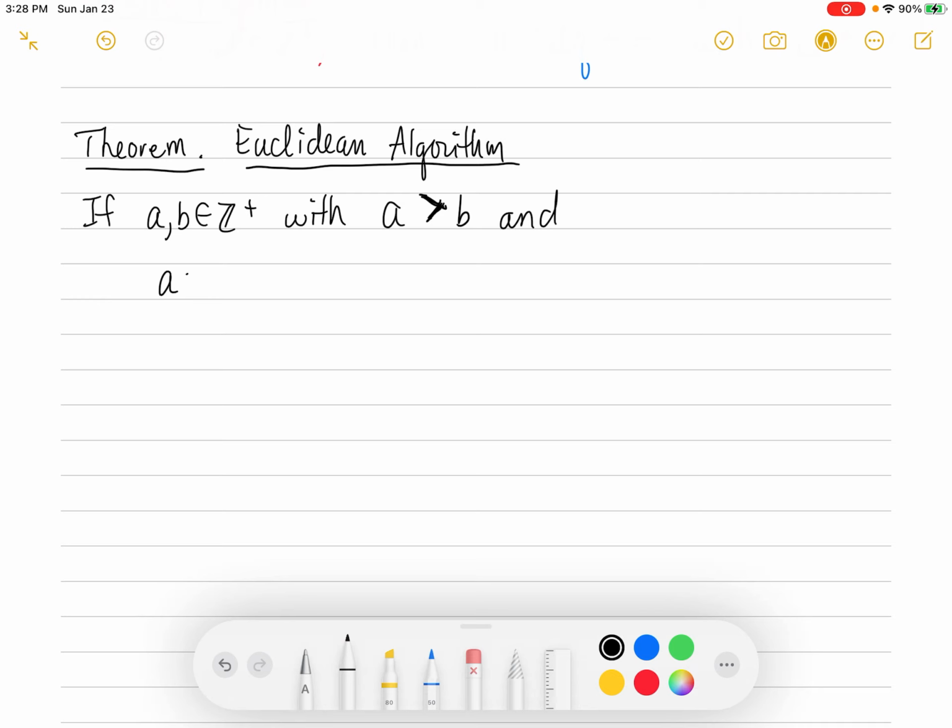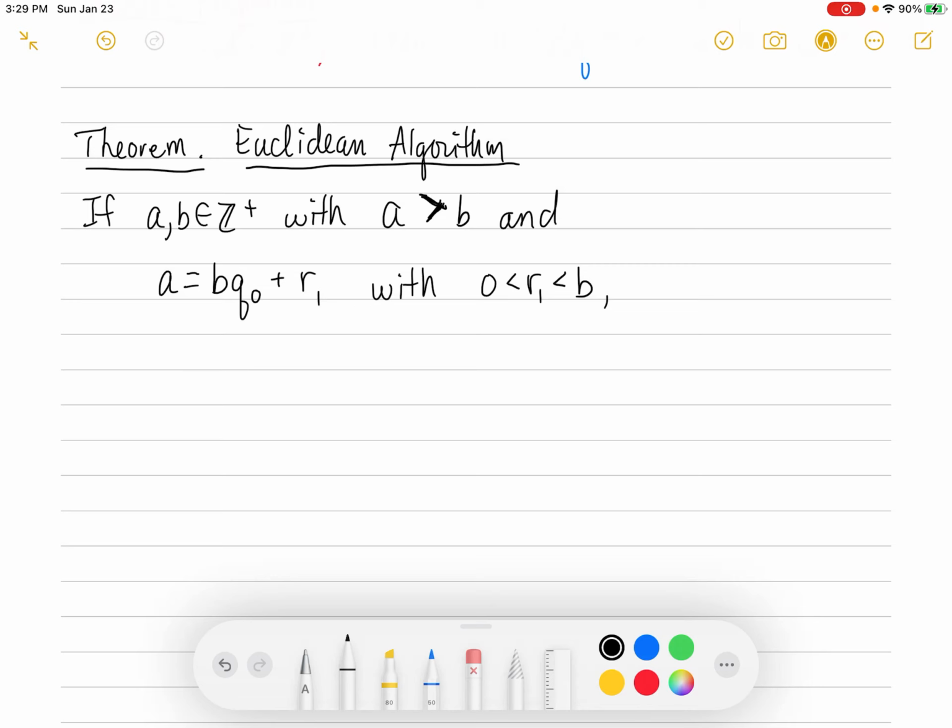and let's say I take A and I divide B into it, and I get a quotient, let's call it Q0, plus a remainder, let's call it R1. I'm doing the division algorithm between A and B. I get a quotient Q0 and a remainder R1. Let's say the remainder is not 0. So in this case, the remainder is positive if it's not 0. Remember, it's always less than your divisor B.